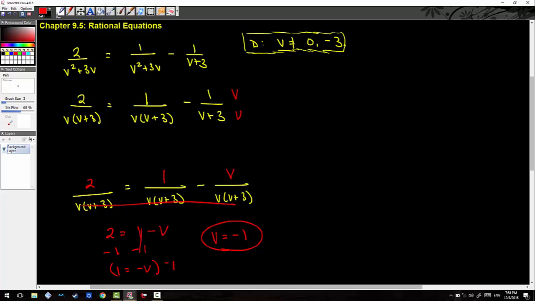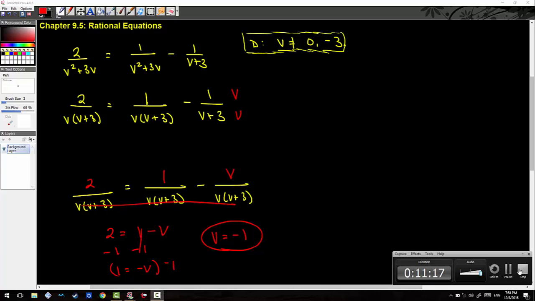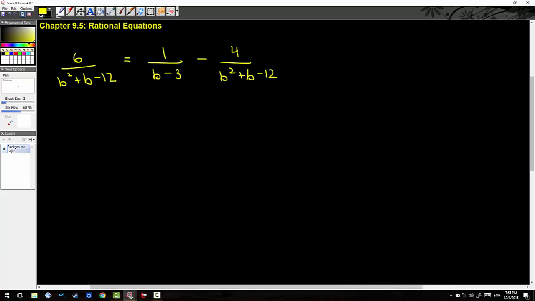Let's try the last example. Alright, this is the last example, and again, you guys knew it was coming. I'm going to factor before getting the common denominator. So I got 6 over, looks like b plus 4 and b minus 3 equals 1 over b minus 3 minus 4 over b plus 4, b minus 3.